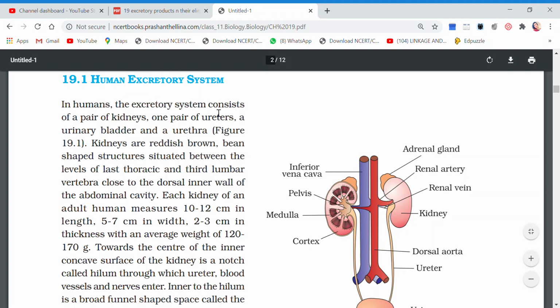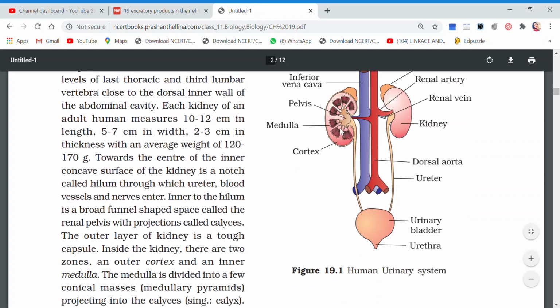In humans, the excretory system consists of a pair of kidneys, two kidneys, a pair of ureters. These are the ureters, the pipes that come out of the kidney. Then a urinary bladder and the urethra. Children, each kidney of an adult human measures 10 to 12 centimeter in length, 5 to 7 centimeter in width, 2 to 3 centimeter in thickness, with an average weight of 120 to 170 grams.